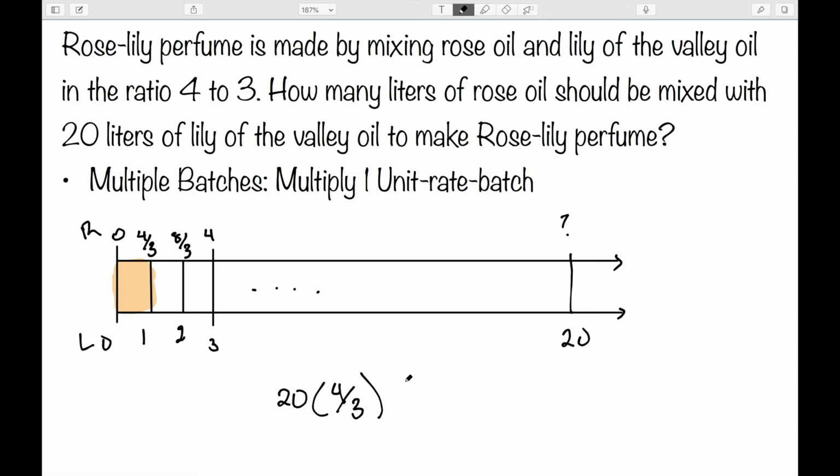The question might be, why did we find the amount of rose oil for 1 liter of lily oil? Why did I put the 1 on the bottom instead of splitting it into 4 pieces and breaking down my rose oil into its unit, having a 1 on the top? The answer is that we can easily relate 1 liter of lily oil to any other number of liters of lily oil, like the 20. Since we were given the amount of lily of the valley oil, that's the one we needed to put in its unit form.